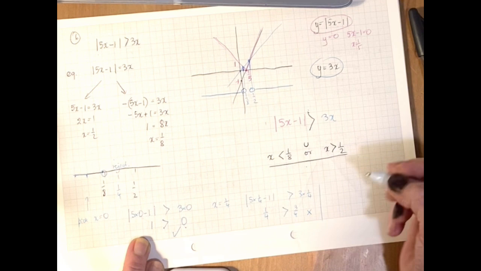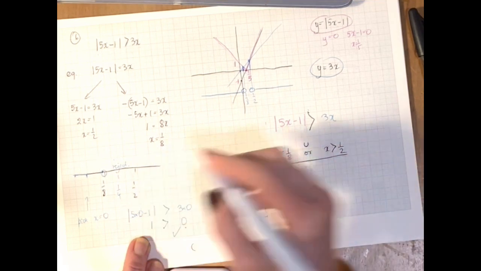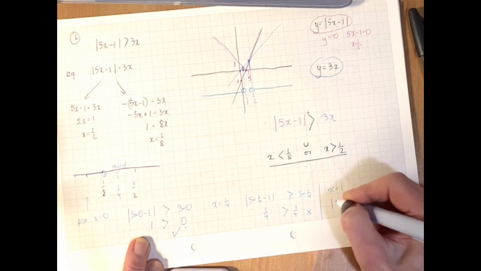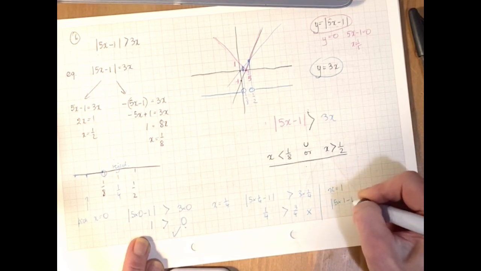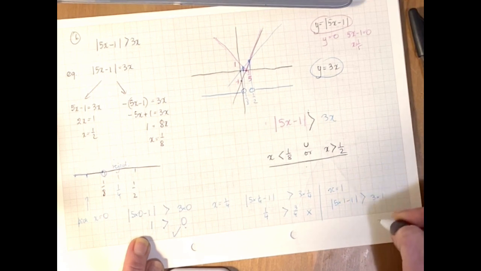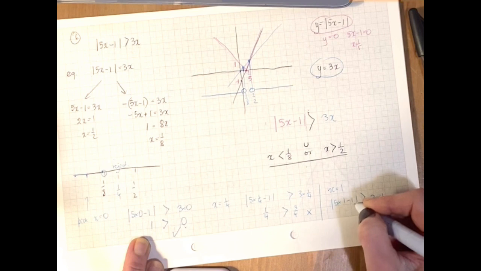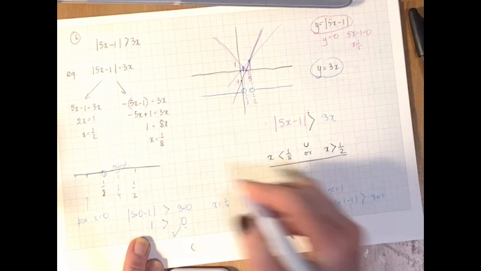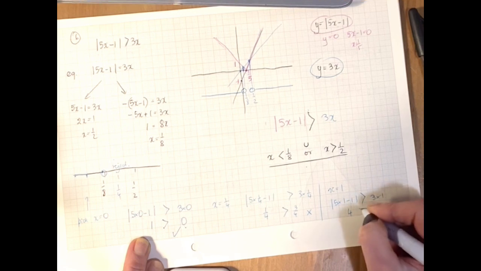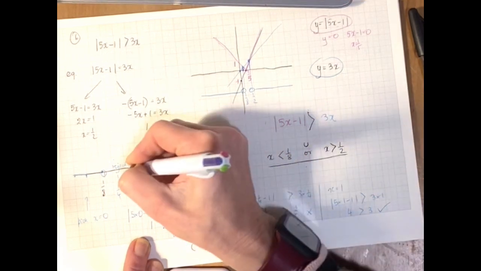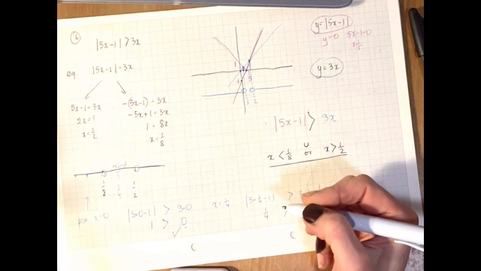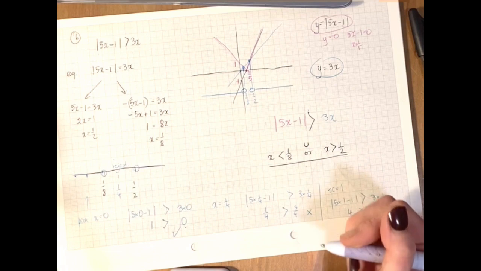And finally, if you do need to test, let's pick a value greater than 1/2, maybe x equals 1. So we're going to put 5 times 1 minus 1 on this side and 3 times 1. If it satisfies the inequality, then we keep that side. So it's 5 minus 1 is 4. Is 4 greater than 3? Yes. So that is part of the solution. There you go. So now you can go on to exercise 2A.